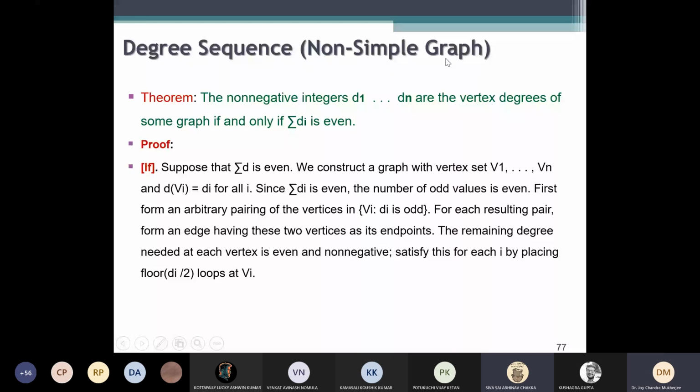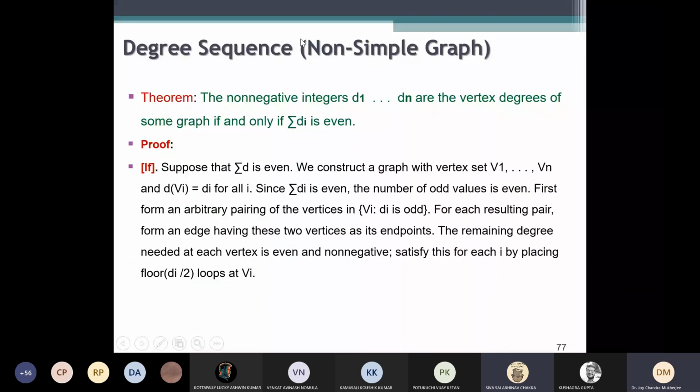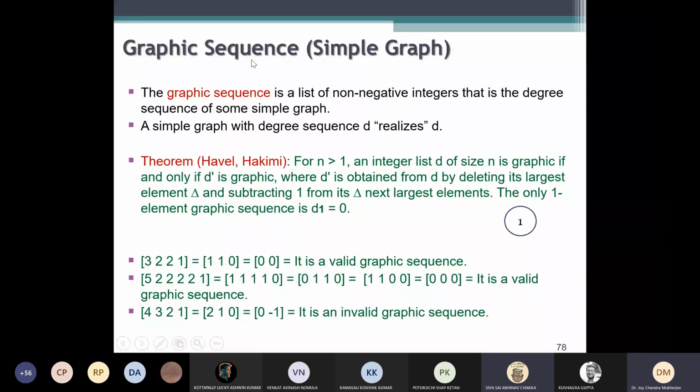Now, degree sequence is defined for a non-simple graph, but if it is a simple graph, it is given a special name, called graphic sequence. When we talk about a graphic sequence, it immediately means we are talking about a simple graph. The graphic sequence is a list of non-negative integers that is the degree sequence of some simple graph. So degree sequence of a simple graph is called the graphic sequence.